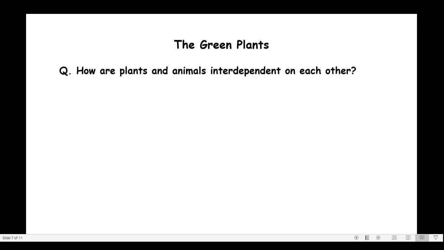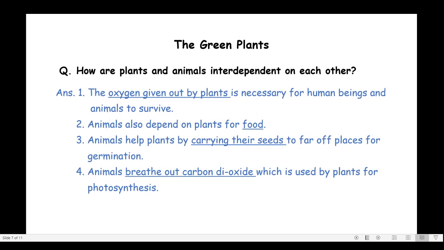Now, the question is, how are plants and animals dependent on each other? Okay, so first we'll talk about plants. Plants give out oxygen, which is taken up by human beings and animals to survive, right? And how are animals dependent on plants? They are dependent on plants for food. Animals help plants by carrying their seeds, and animals breathe out carbon dioxide, which is used by plants for photosynthesis.